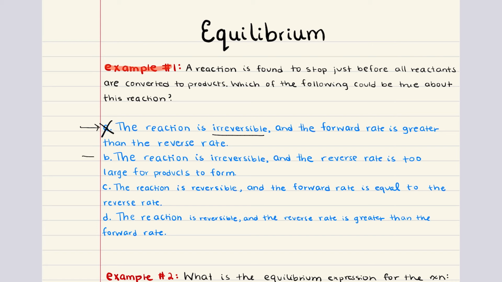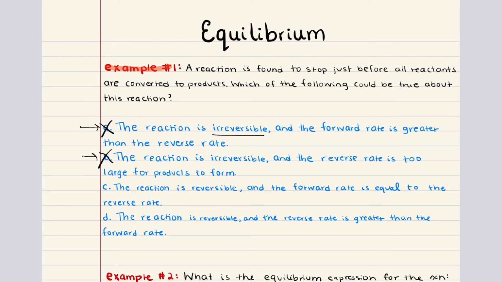Answer choice B says the reaction is irreversible and the reverse rate is too large for products to form. Again, if a reaction is irreversible, by definition, the reverse rate should be 0 or negligible. Having a large reverse rate contradicts the concept of an irreversible reaction. So answer choice B is also incorrect.